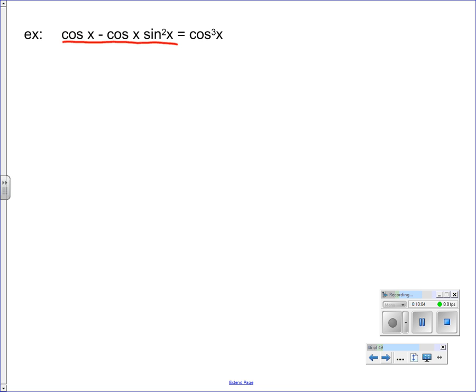Right, so again, Pythagorean identities are something that should jump out. So here where I see I have a sine squared x, I know using a Pythagorean identity, anytime I have sine squared or cosine squared, I can rewrite it. So we have cosine x minus cosine x, and we'll rewrite sine squared as 1 minus cosine squared. Right, now I can distribute this cosine through the parentheses.